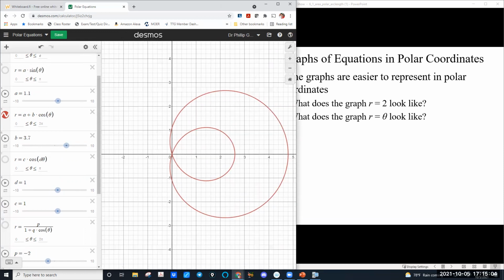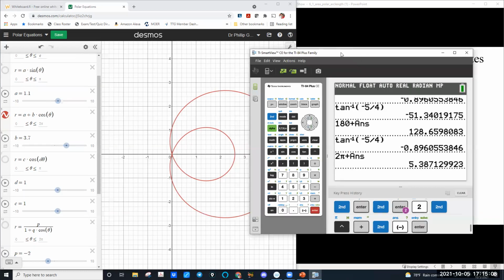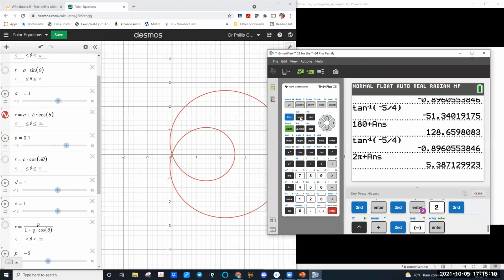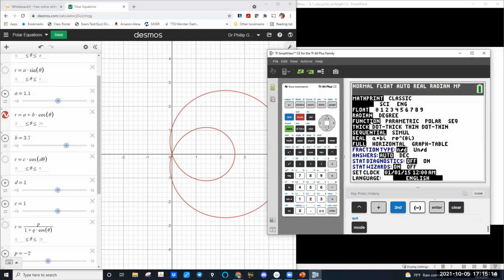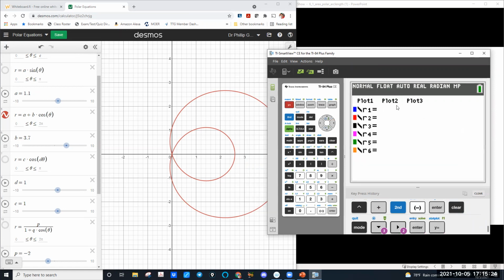Now, you don't absolutely need Desmos to graph these. You can do these in your calculator. What you would do is go to mode. Last time we changed it from function to parametric; this time we'll change it to polar. Now when we go to y equals, it accepts a polar curve. So let's just put one in there, 1 plus cosine of theta.